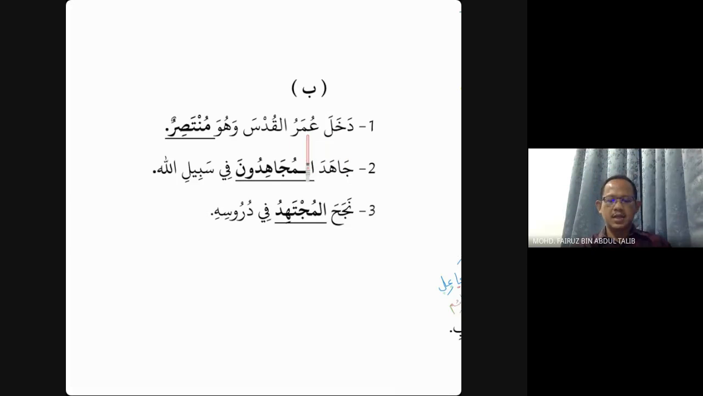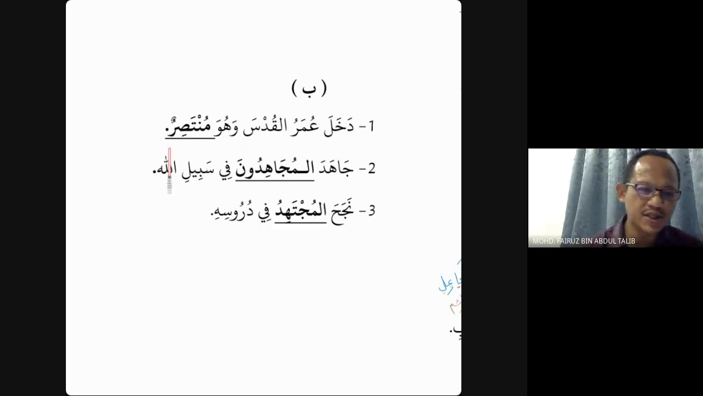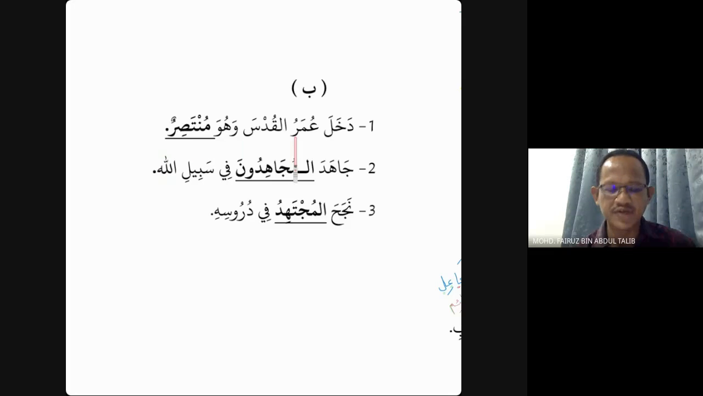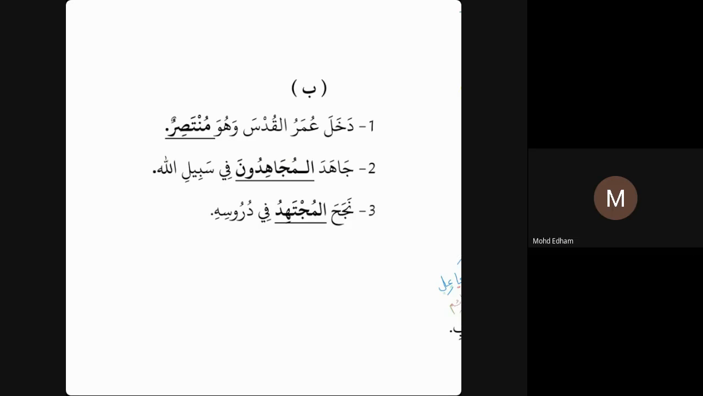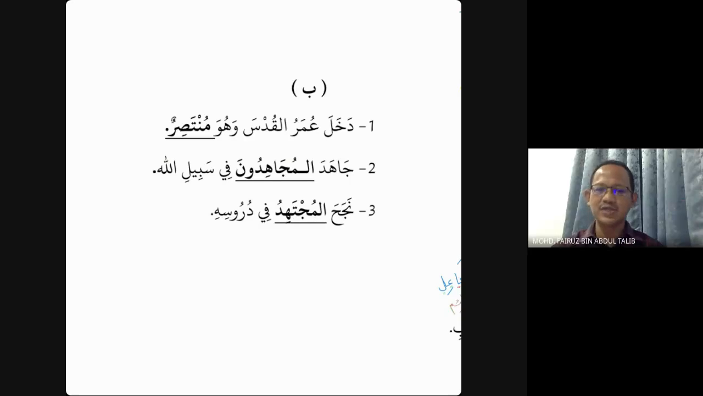Dakhala Umar al-Qudsu wa huwa muntasirun. Umar, this is referring to Umar al-Khattab. Umar entered Al-Quds. Al-Quds is a city. Anybody knows what is this city? Al-Quds. This is a city in an Arab country. Palestine. In Palestine, yes. Al-Quds is in Palestine.